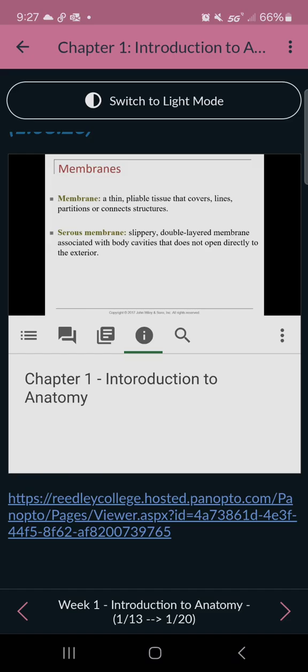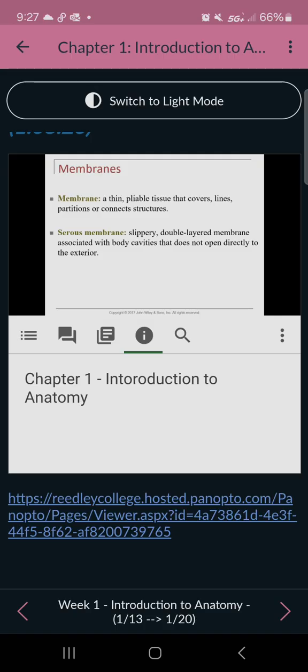Membranes. A membrane is a thin, pliable tissue that covers, lines, partitions, or connects structures. One example is a slippery double-layered membrane associated with body cavities that does not open directly to the exterior, called a serous membrane. It covers the viscera within the thoracic and abdominal cavities and also lines the walls of the thorax and the abdomen. The parts of the serous membrane are the parietal layer and the visceral layer, which we're going to see in the next slide. There's a figure showing us these layers.